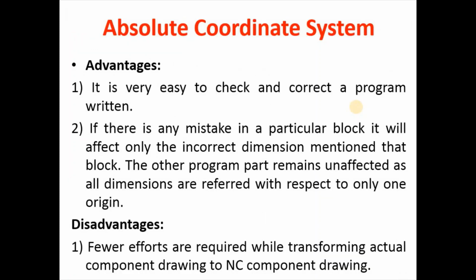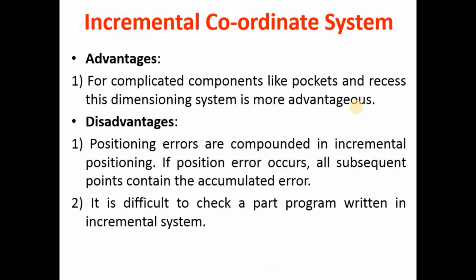So the advantages of absolute: it is very easy to check that the program written is correct. If there is any mistake in a particular block, it will affect only that part. It does not affect the whole part. Okay, that is the benefit of the absolute system. And disadvantages: more effort is required while transferring the actual component drawing to the NC component drawing.